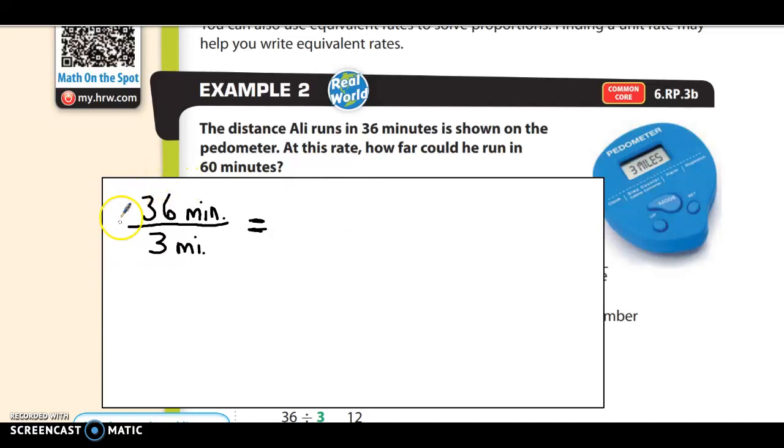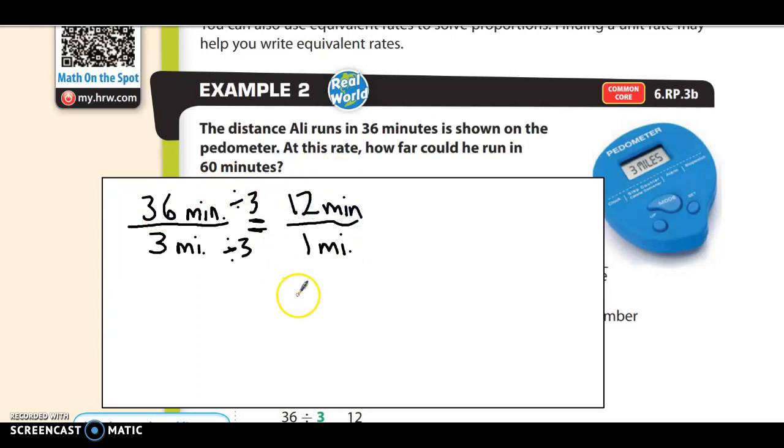I ask myself, could this simplify? And it does, and here's how. 36 and 3 share a factor of 3. So I'm going to divide everything by 3. I'm going to divide 3 miles by 3, and we get 1 mile. And I'm going to divide 36 by 3, and I get 12 minutes.